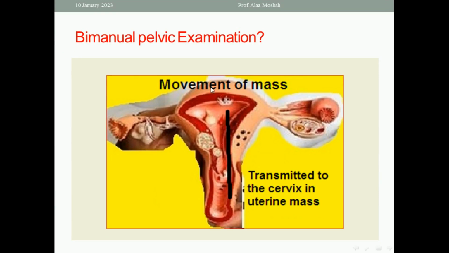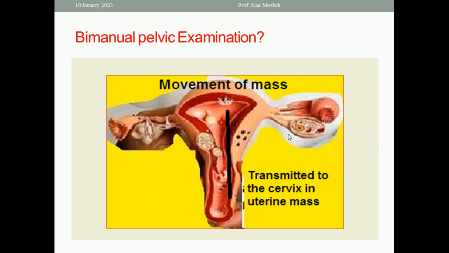If I try to test the mobility of the mass, the mobility will be transmitted to the cervix while I'm doing the bimanual examination. This is a uterine mass. But if I'm trying to move an adnexal mass, the mobility, of course, will not be transmitted to the cervix. So if the mobility of the mass is transmitted to the cervix, this is a uterine mass. If not, this is an adnexal mass.